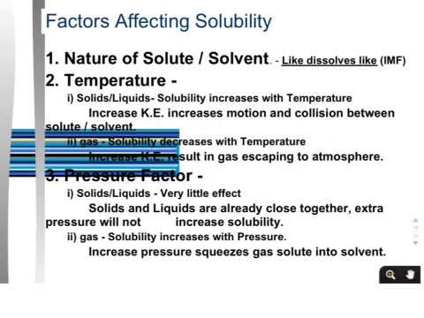Pressure factors. Very little effect on a solid and a liquid because remember they have set volume. However, in a gas, the solubility will increase with pressure. Think about a pressurized container like a can of soda. They have a little more pressure in the can that allows more solute to go in there. Right? It squeezes gas solute into the solvent.